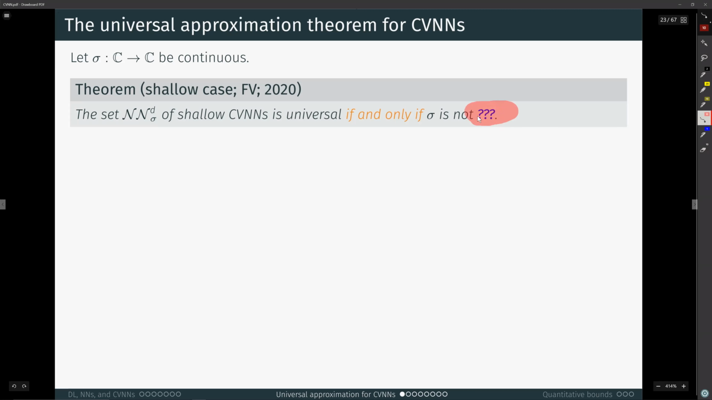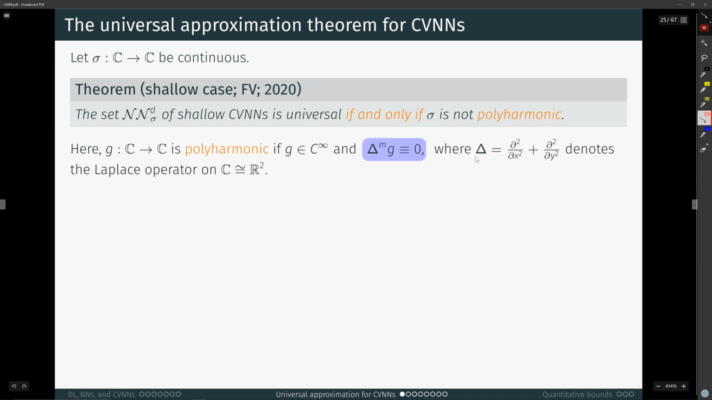The correct condition is sigma should not be polyharmonic. Okay, so now what's polyharmonic? You know what harmonic is, right? That's just that the Laplacian of the function is 0. And polyharmonic means that the function is smooth and some power of the Laplacian of g vanishes, where we just use the classical Laplacian, identifying C with R^2. Again, polyharmonic means some power of the Laplacian of g is 0. And if this does not happen, then we get universality, I claim, and this is if and only if.